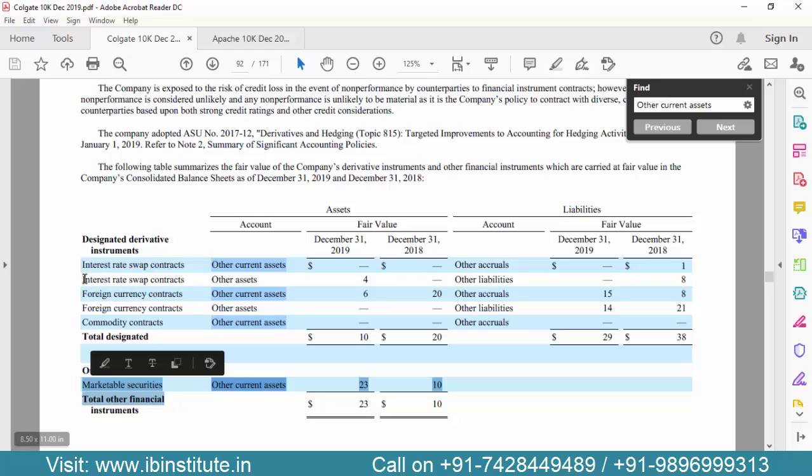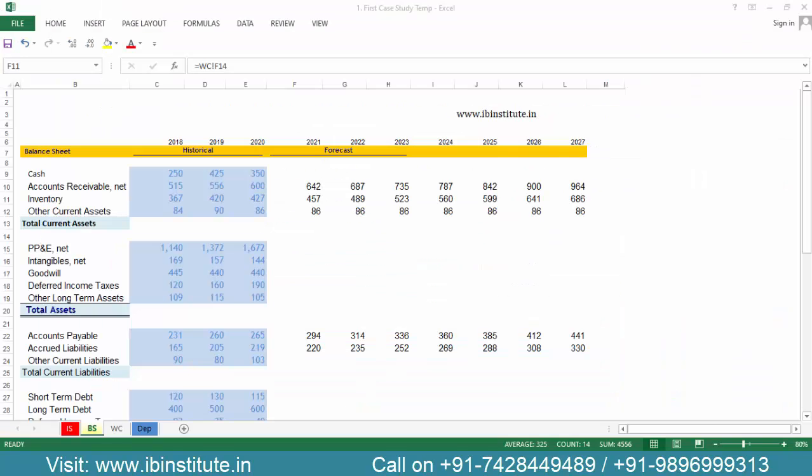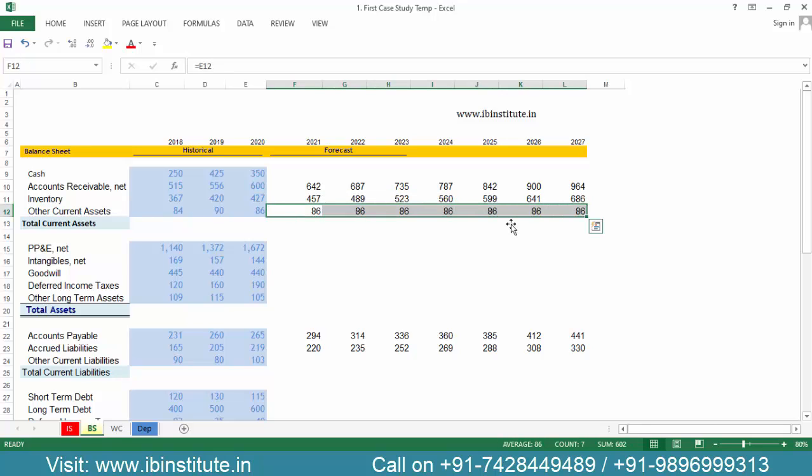The reason is these type of items we cannot forecast because we do not have a solid logic behind that. Okay, so other current asset type of items will be kept constant.